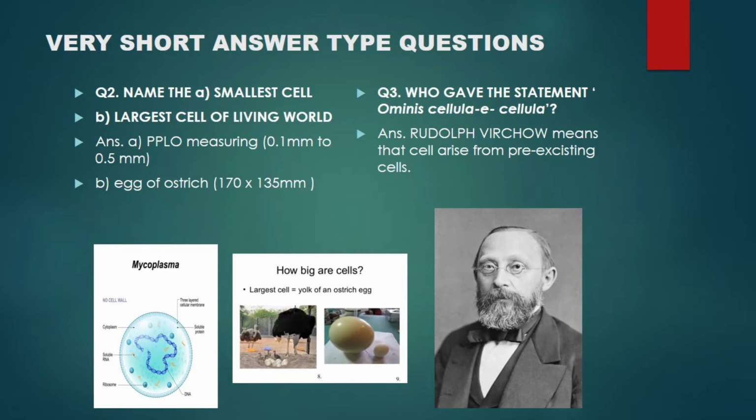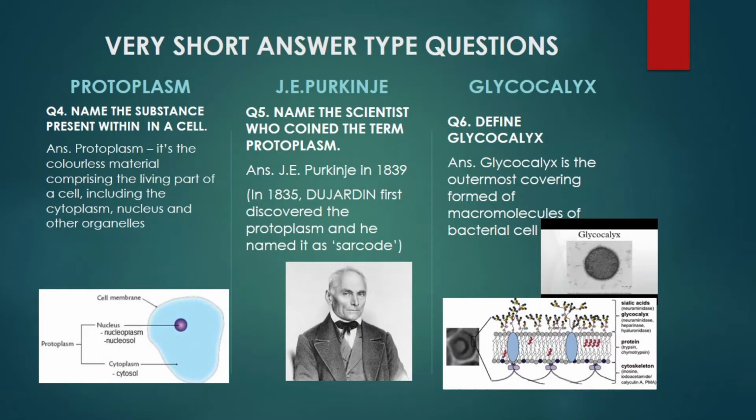Coming to the fourth question, it is regarding protoplasm: name the substance present within a cell. There are many substances, right? Like substance, we can think about cytoplasm, right? But there are other things too, not only cytoplasm. So what is the substance present within a cell? This is a new term not explained in part 1.